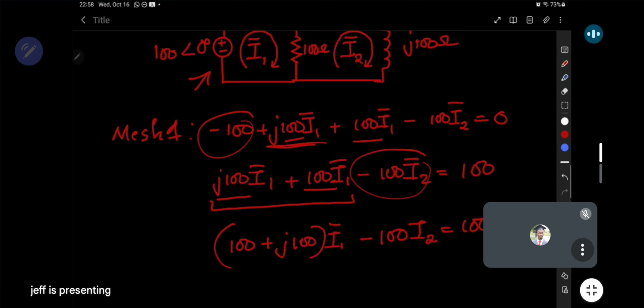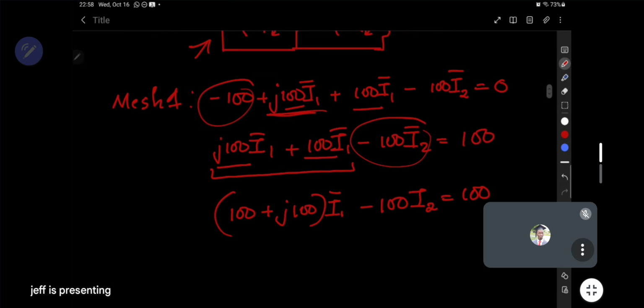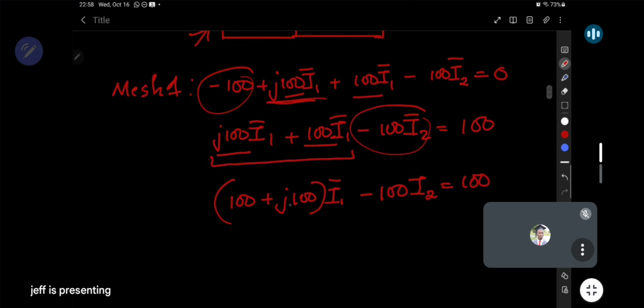Each term here has 100, meaning we can divide through by 100. So I hope you're seeing that. When you divide by 100, you only have 1 here, J will remain alone here, I1 plus, now that's minus I2. Here as well, the 100 will go, equal to 1. So we can keep this as equation 1. With this done, we now do the same thing for the second loop.